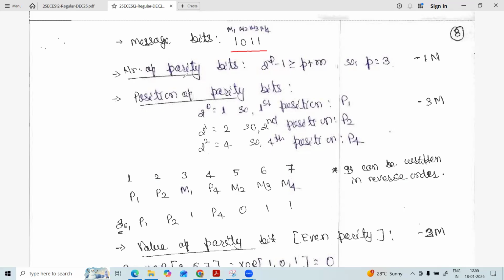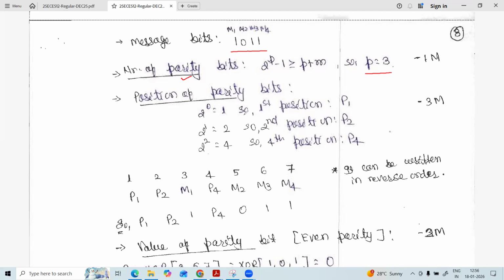The number of parity bits is given by the formula 2 to the power p minus 1 greater than or equal to p plus n. On the basis of that, we find p equal to 3. Anyhow, they are given only to generate 7 bits, so 4 message bits and 3 parity bits.